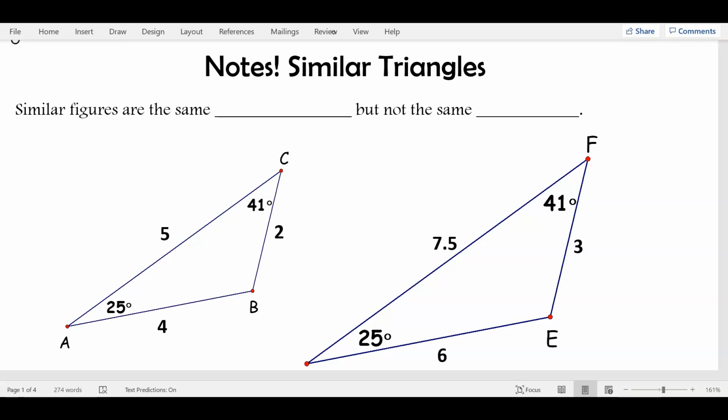So here's what we got to know for similar. Y'all ready? Let's write this down. Similar figures are the same. Now, is that the same shape or the same size? What do you think? Same shape. Okay, they're the exact same triangle, but it's either enlarged, or dilated, larger, or shrunk, smaller, okay? So it's not the same size, okay? Same shape, not the same size. Let's underline the not, cool?